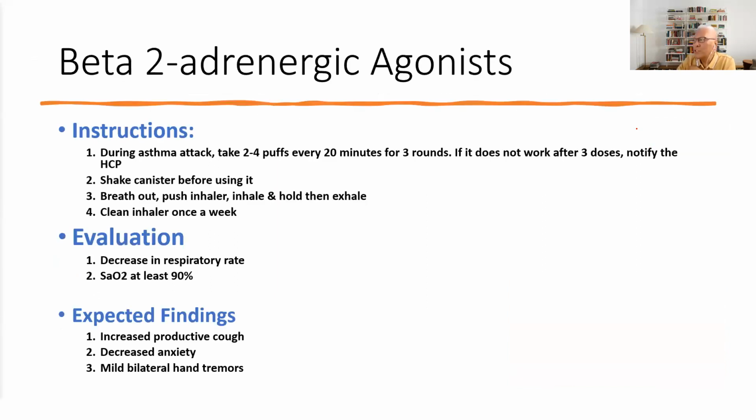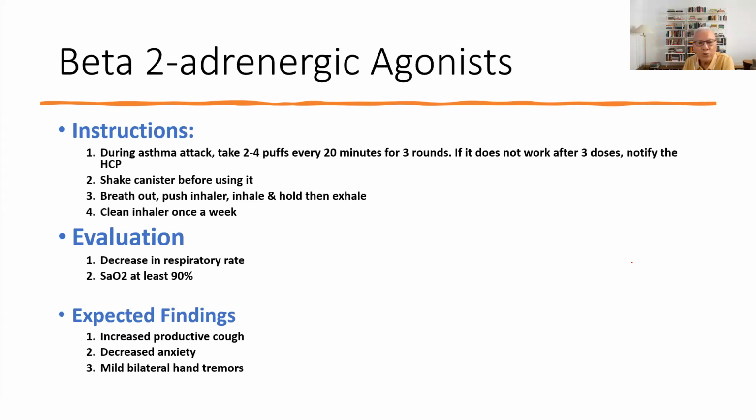All right, there are some nursing responsibilities, particularly education, that we're going to have to emphasize to patients on beta agonists. During an asthmatic attack, we instruct them to take 2 to 4 puffs every 20 minutes for 3 rounds. If it does not work, then they have to notify the healthcare provider or go to the emergency room. It is also important to incorporate the medications well, and so we have to instruct them to shake the canister before using it.